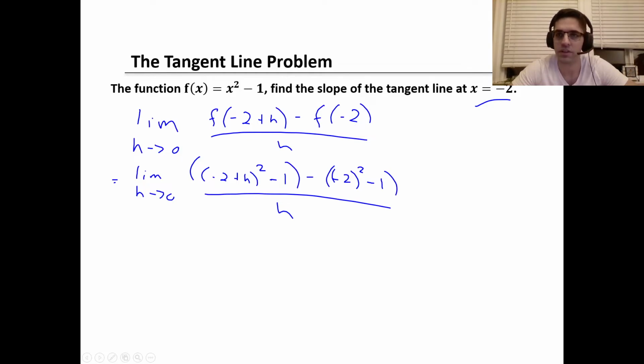And now we do know that x squared minus 1 is our function. So I can replace f of -2 plus h and f of -2 with this function right here. Instead of x, we'd have -2 plus h. So (-2 plus h) squared minus 1, and then minus ((-2) squared minus 1). And we can simplify this further, but for now, this is as far as we're going to go. We don't really need to waste our time doing some calculations here. Not just yet.